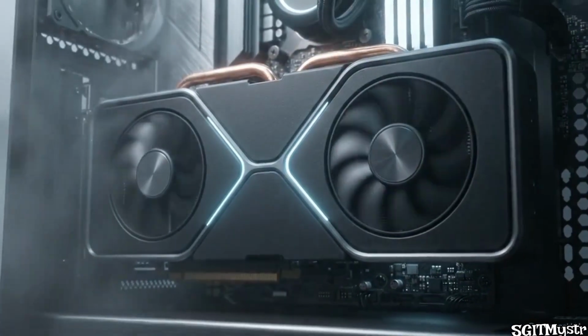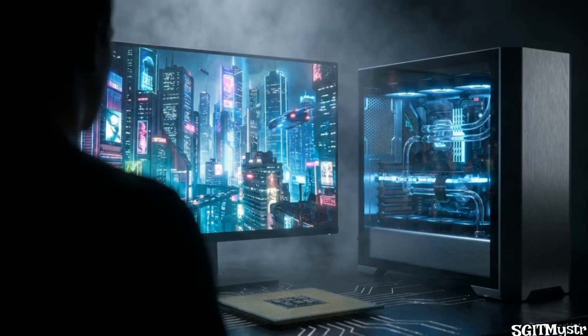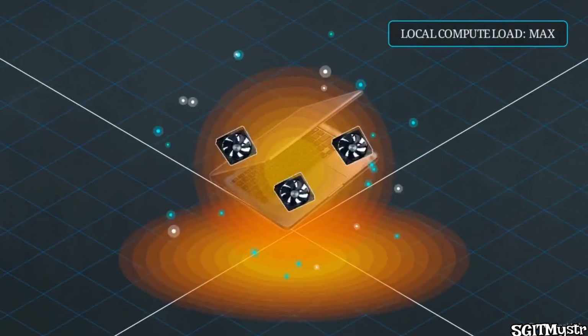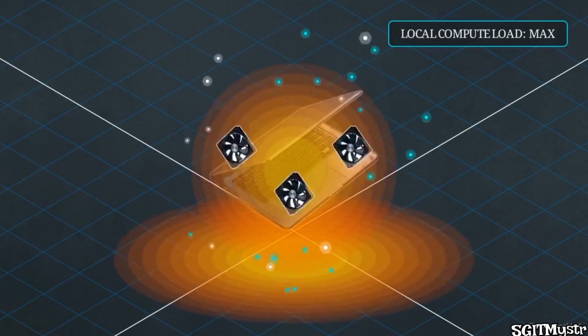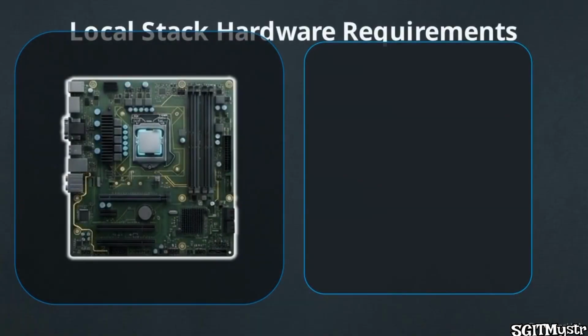When you stop relying on remote server farms, your personal computer must handle the heavy computational load required to generate text and images. Accepting this hardware burden brings the computation directly onto your own machine. This gives you absolute ownership of the model's logic and the privacy of its output. This 3D layout of a motherboard shows where the local stack begins.